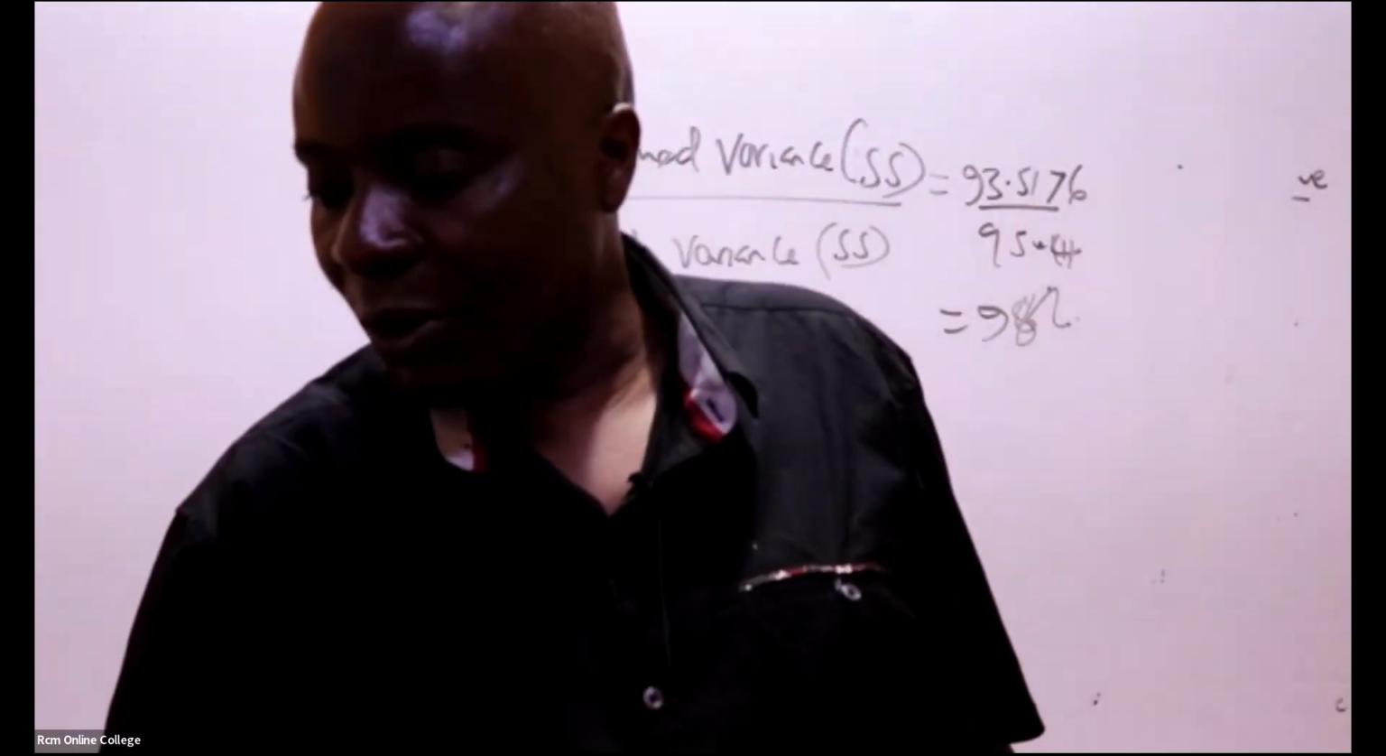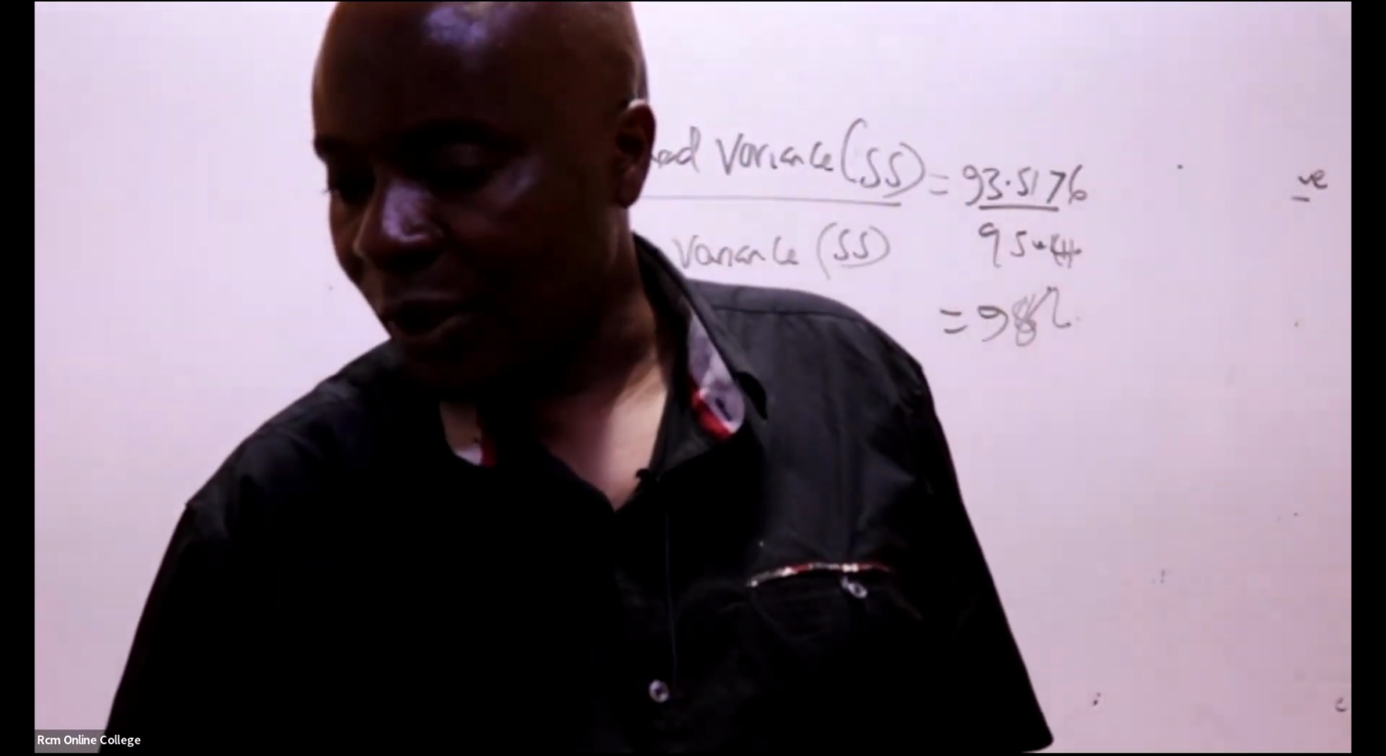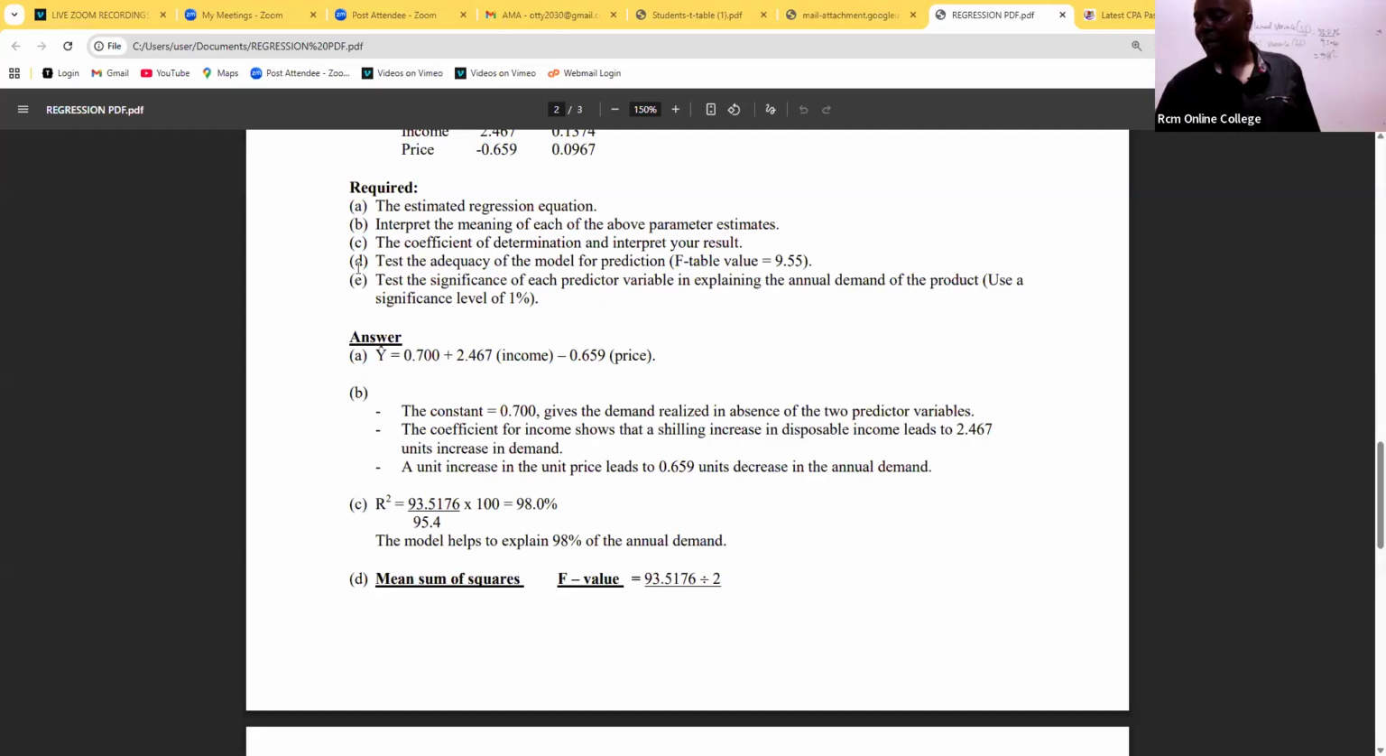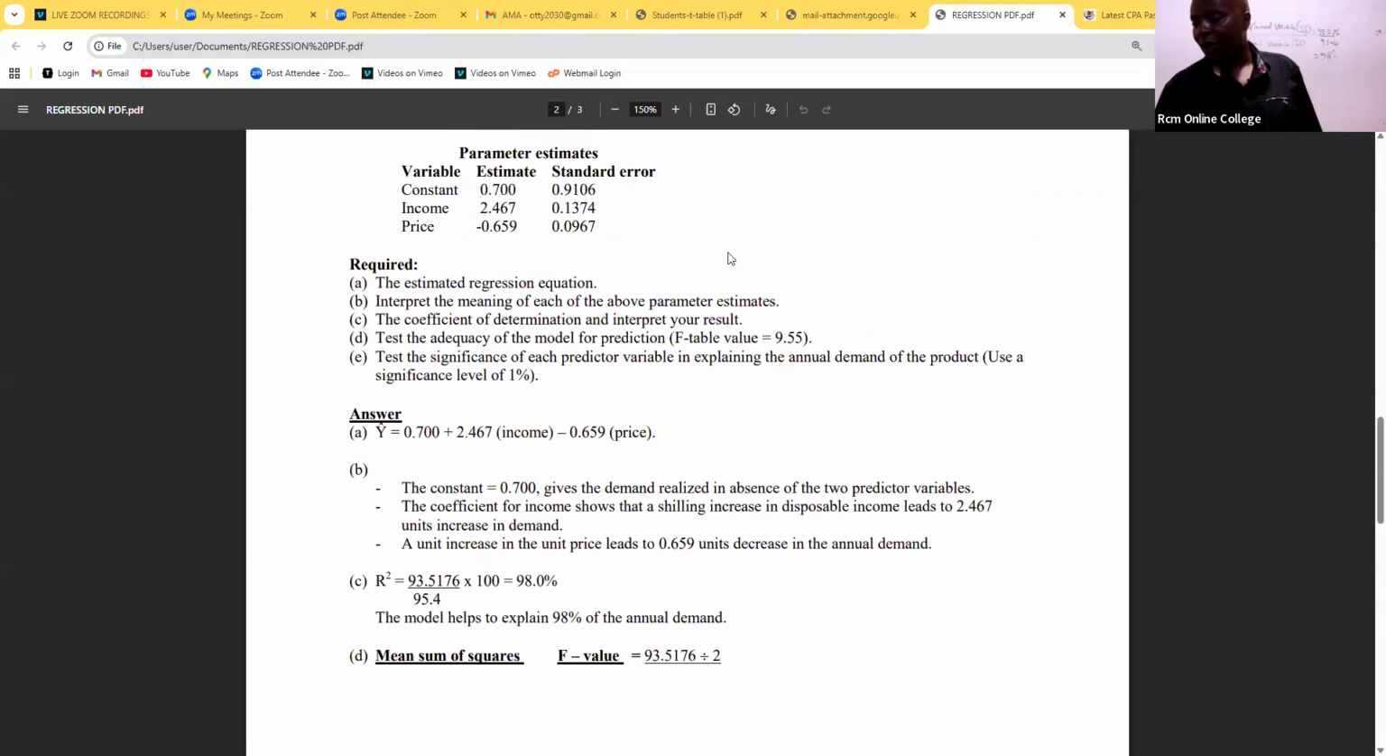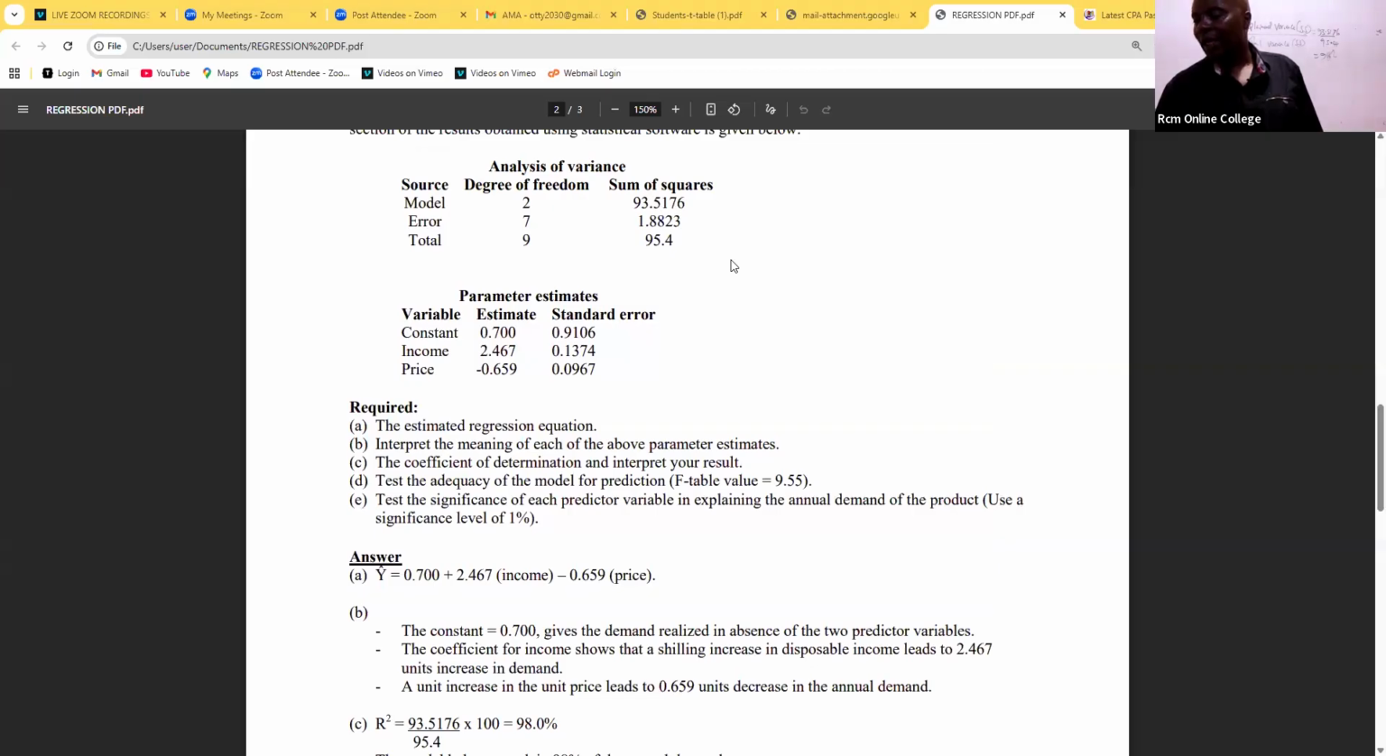Ladies and gentlemen, I'll take you straight to this one here. So D, they want me to test the adequacy of the model for prediction, and they've given me the F table value as 9.55. So the only thing I need to do is calculate the F ratio from these things. Somebody calculate the F ratio for us.